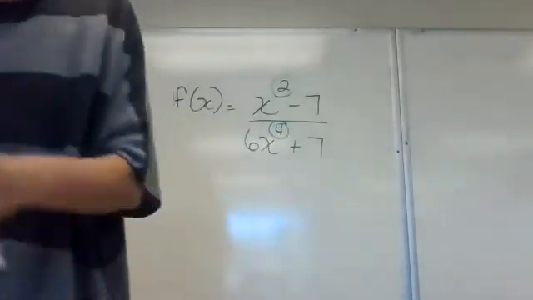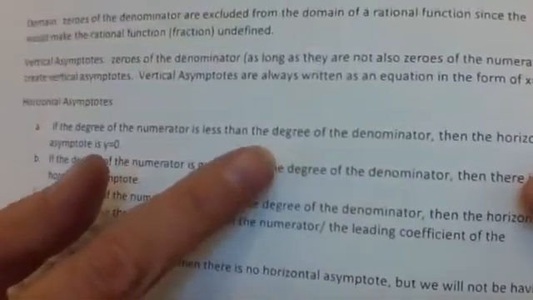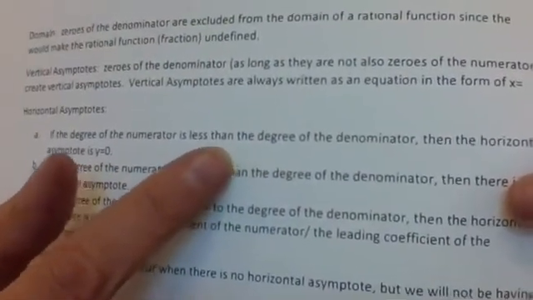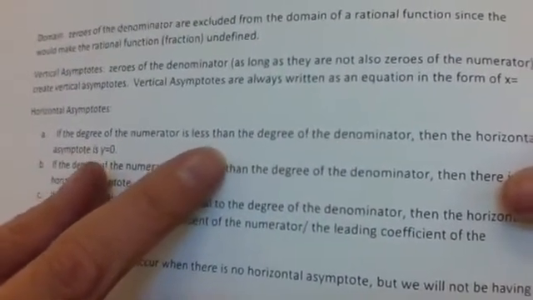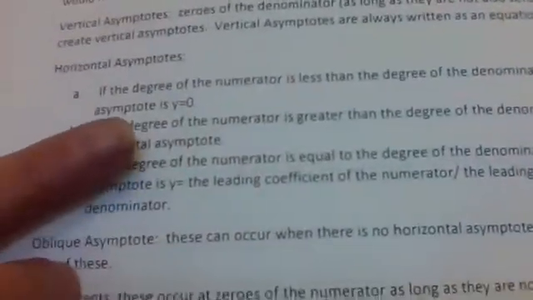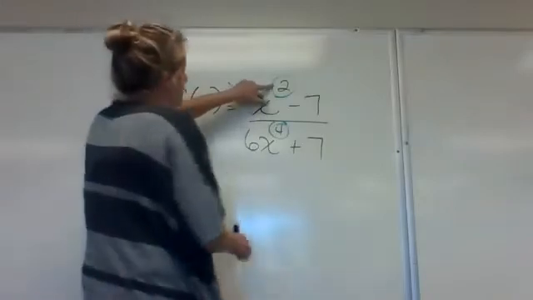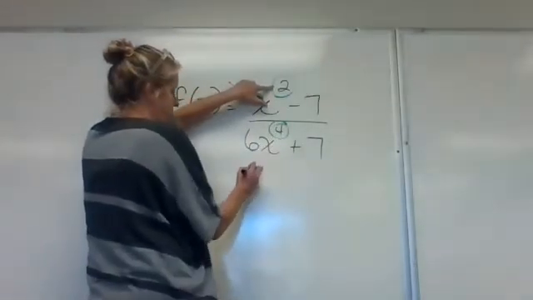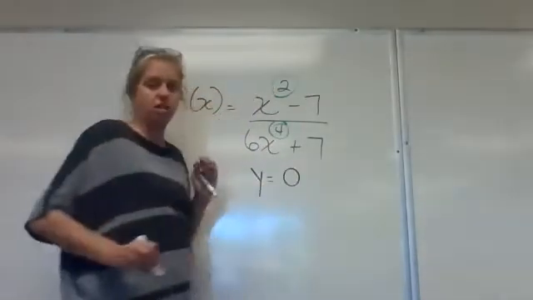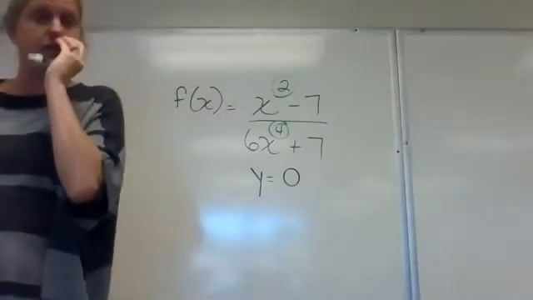So that's where you go to your chart and you look for the less than, right? And if you had it written out, you have it underlined right there. What does that tell you? That tells you that the horizontal asymptote is automatically y equals 0. So when the degree of the top is less than the degree of the bottom, the horizontal asymptote is automatically y equals 0.